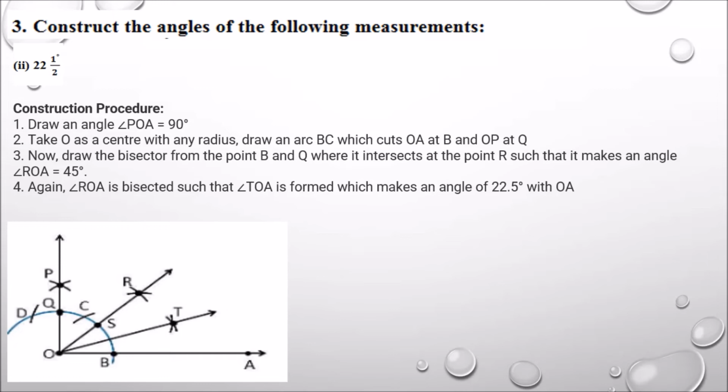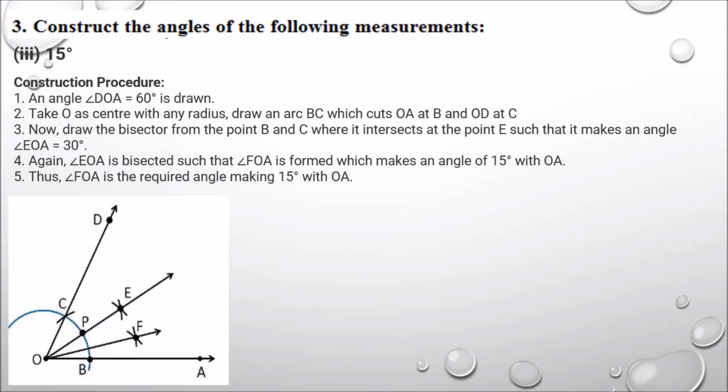Next, we have to make the angle of 22.5 degrees. So, draw the angle POA equal to 90 degrees. Now, take O as the center with any radius and draw an arc BC which cuts OA at B and OP at Q. Now draw the bisector from the points B and Q where it intersects at the point R, such that it makes angle ROA equal to 45 degrees. Now again ROA is bisected such that angle TOA is formed, which makes an angle of 22.5 degrees with OA.